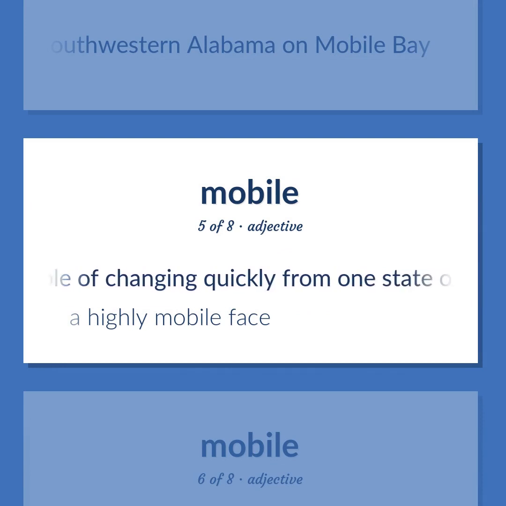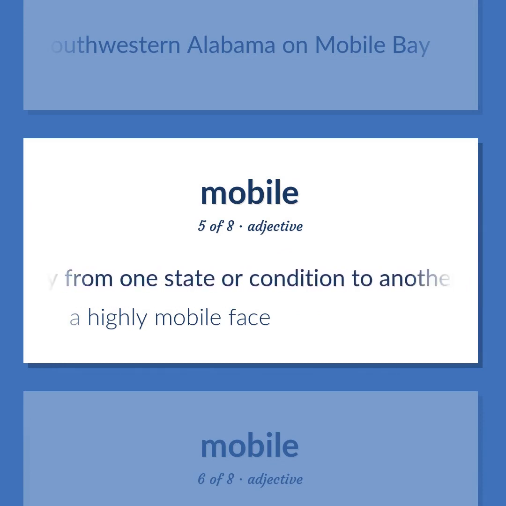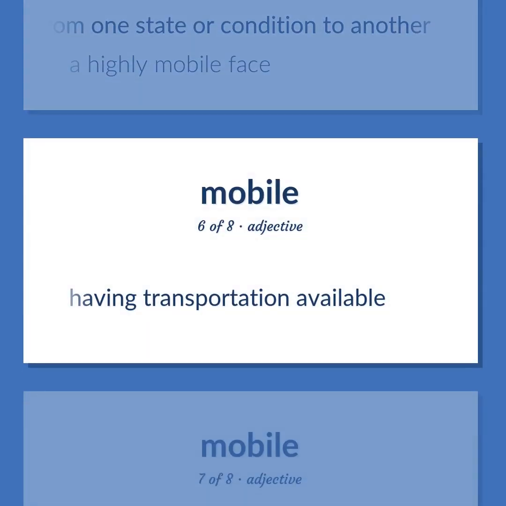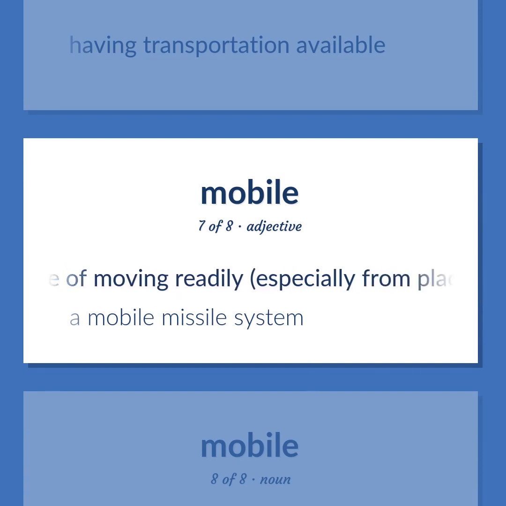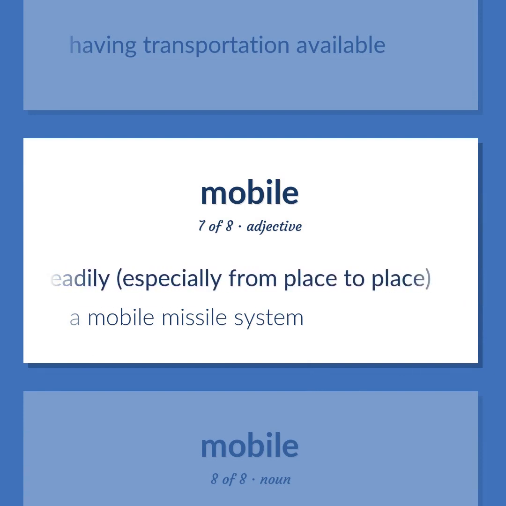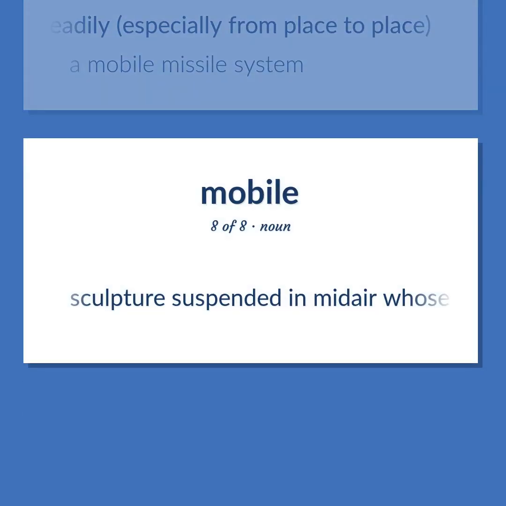Capable of changing quickly from one state or condition to another. A highly mobile face. Having transportation available. Moving or capable of moving readily, especially from place to place. A mobile missile system. Sculpture suspended in midair whose delicately balanced parts can be set in motion by air currents.